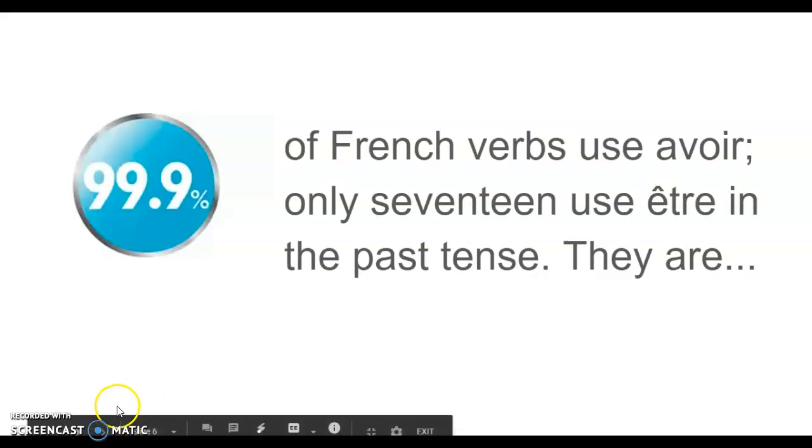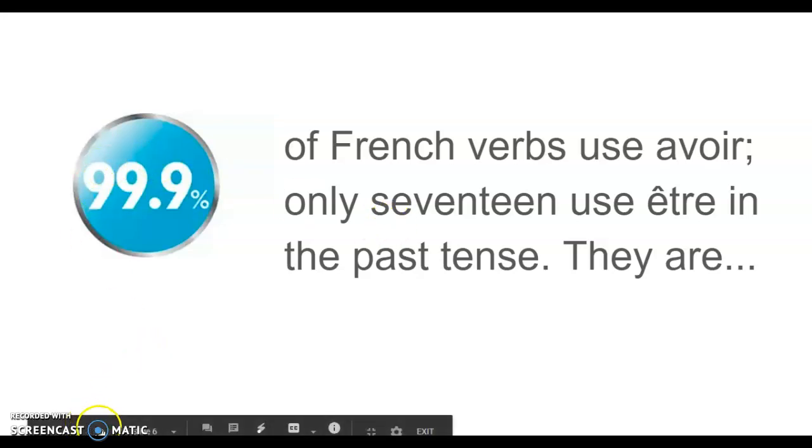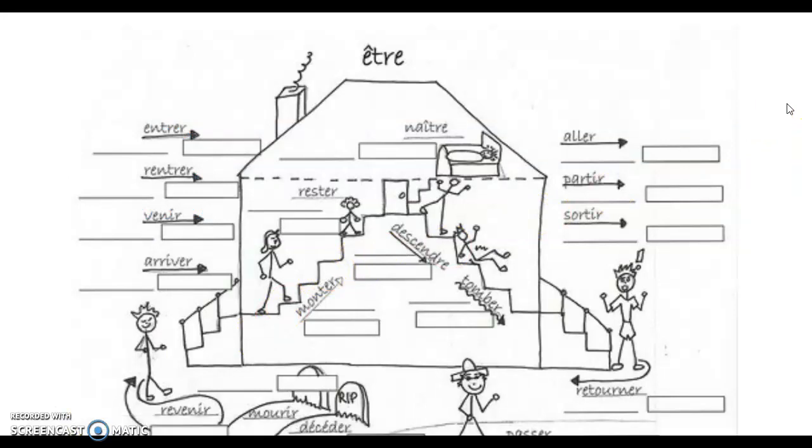The good news is that 99.9% of French verbs are going to use avoir, the way you already know how to do it. Only 17 verbs in the entire French language are going to use être in the past tense. And you do need to be familiar with these, so when you come across a verb, you can think, okay, is this an avoir verb or an être verb? There's a couple of ways to think about this. If you're a visual learner, I find that the house of être is a good one.